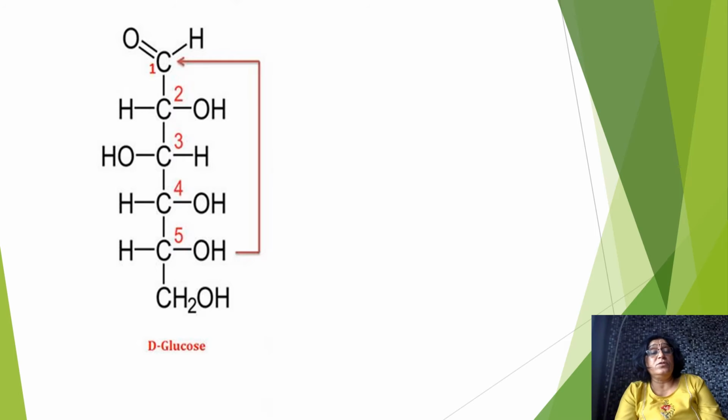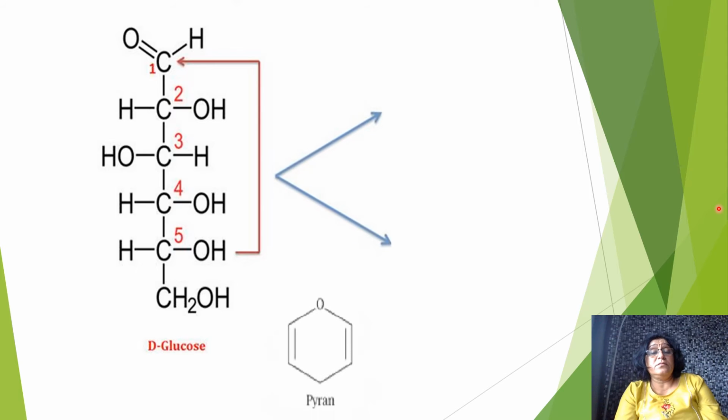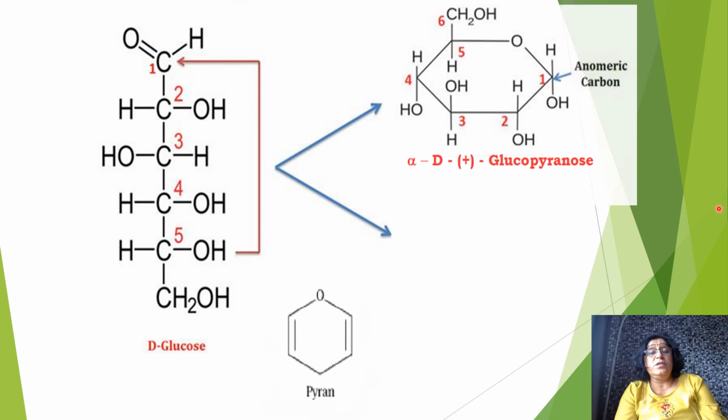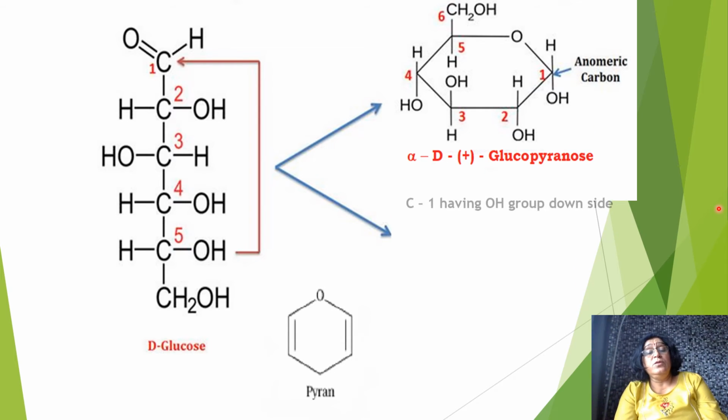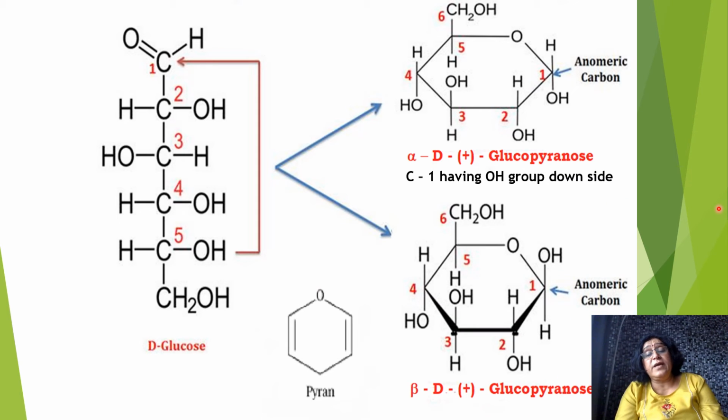So this is how I explain the formation. Here you see there is an equilibrium between the open chain structure and alpha D plus glucopyranose and beta D plus glucopyranose. So from the open chain structure, how are the alpha D plus glucopyranose form and beta D plus glucopyranose form?